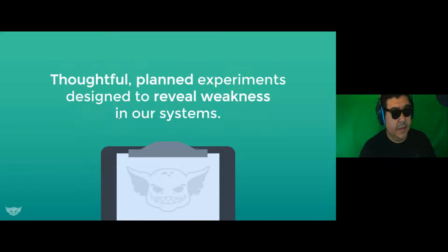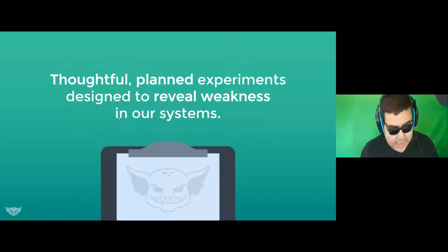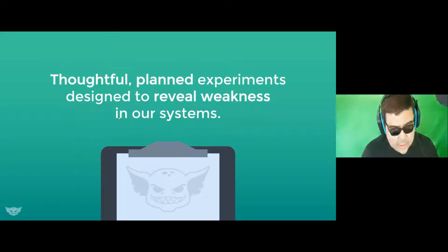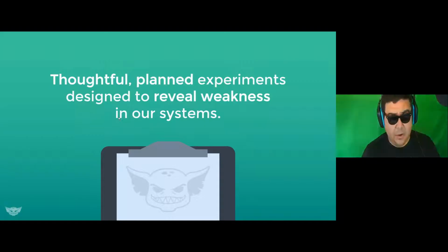So basically, to sum this up, what is chaos engineering? Thoughtful, planned experiments designed to reveal weaknesses in our system. Right. So where's tech broken in your stack? Because the technology stack is not just the technology itself, but it's also the people. So the user experience breaks when we insufficiently test our systems. Do we have validation of auto scaling? Are we using chaos engineering to validate observability and alerting? Is monitoring and alerting working? Are the operational runbooks in place, et cetera?